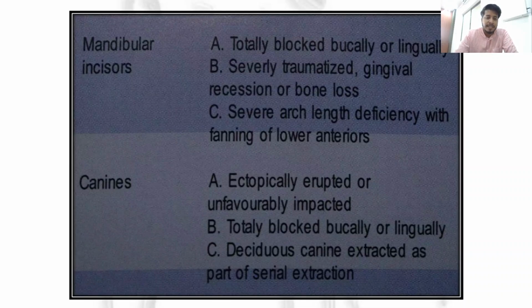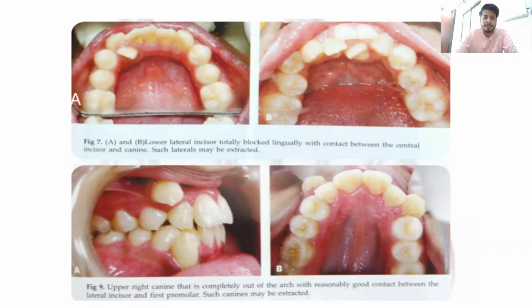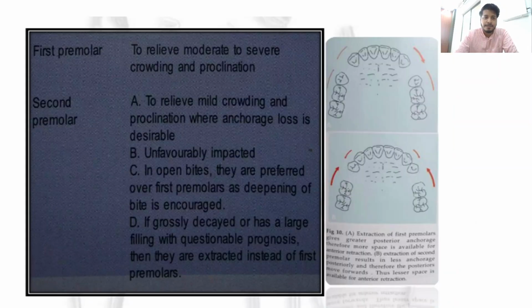Next is when you can extract canines. If the canines are ectopically erupted or unfavorably impacted, or if the canine is totally blocked buccally or lingually, or the deciduous canine is extracted as part of serial extraction. In such cases, you can extract canines. This is a picture showing some teeth which are completely outside the arch. In such cases, you can extract such totally blocked out teeth instead of extracting the teeth in the arch.